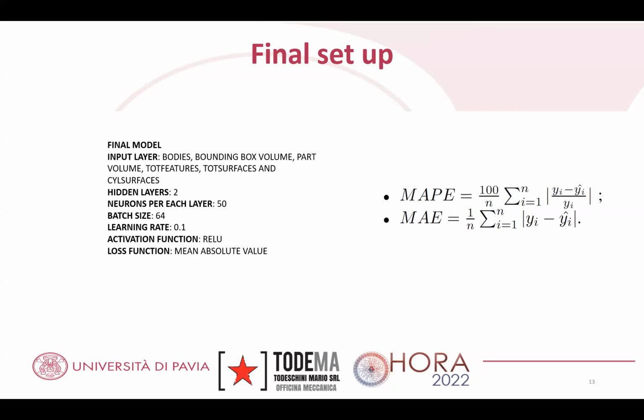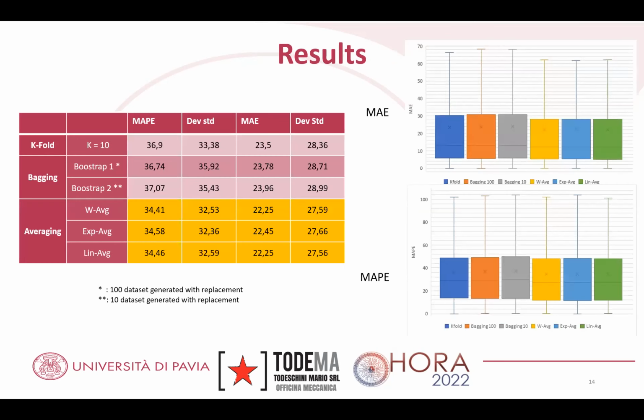The performance of the three different approaches that I presented is evaluated with the mean absolute percentage error and the mean absolute error. The setup that you can see here is the final setup. So these are the characteristics of the final neural network that we used. From this table, we can see that although the performance is not reliable for an end application, the weights average method performs better than the others.